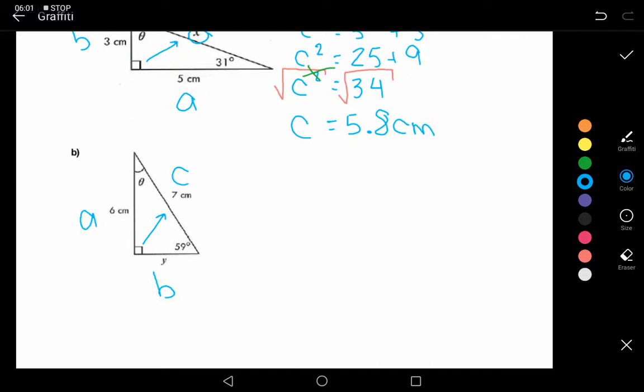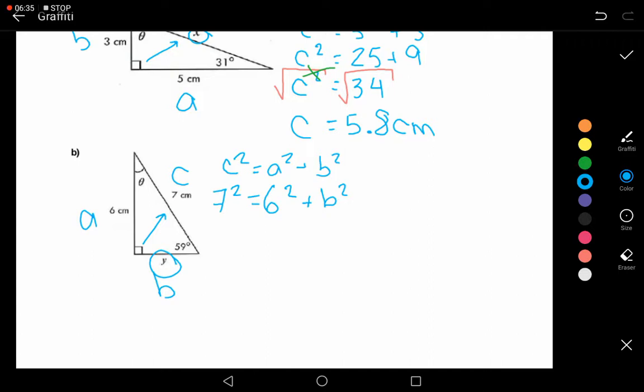Okay, so I'm going to write out my formula. C squared equals A squared plus B squared. Next step, sub in the information that I know. So this time I do know C. C is 7. A, I do know A. A is 6. And again, B is what I'm looking for. They call B Y, but it doesn't really matter. You can just call it B or you can change it to Y. Regardless, it's the variable that we need to solve for.